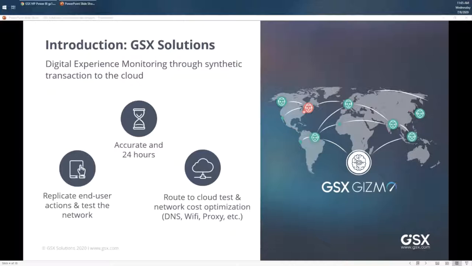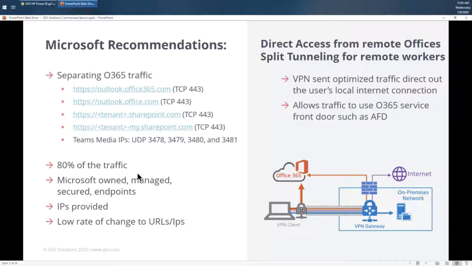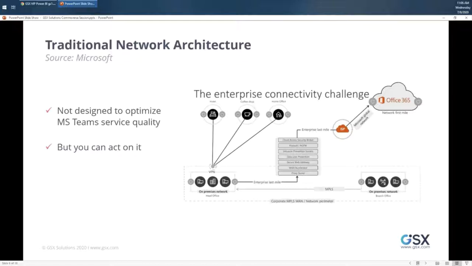So let's go to the network part and the recommendations in order to optimize the Microsoft Teams service quality. What you see here, and probably you have already seen if you have checked the Office 365 documentation for network connectivity, is the traditional chart for the architecture of the network of a company. It's just a small reminder that despite the large acceleration in cloud adoption, most large enterprises still have this kind of architecture, with remote offices that are using MPLS to connect to the data center, and remote workers using VPN, backhauling the traffic to the data center before egressing to Office 365.